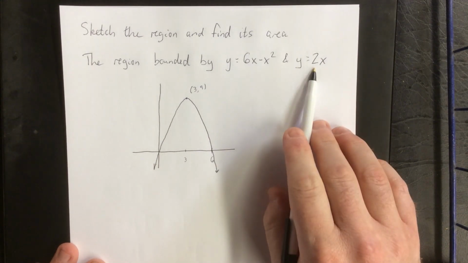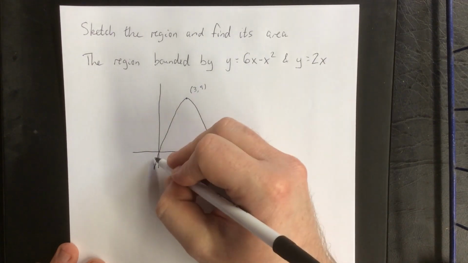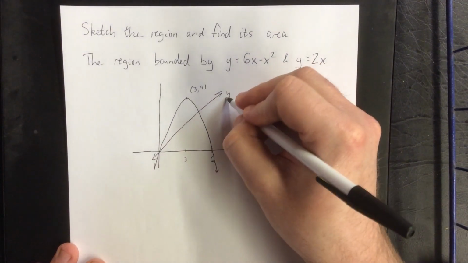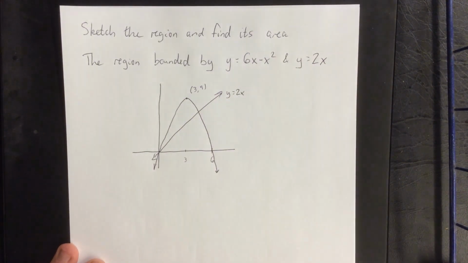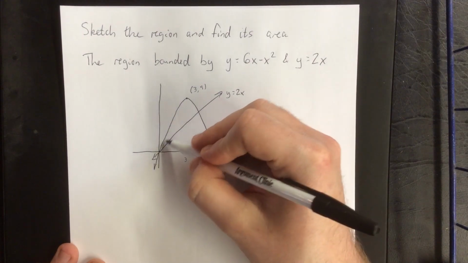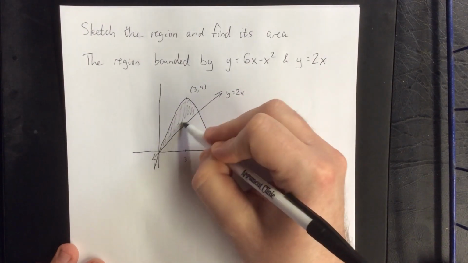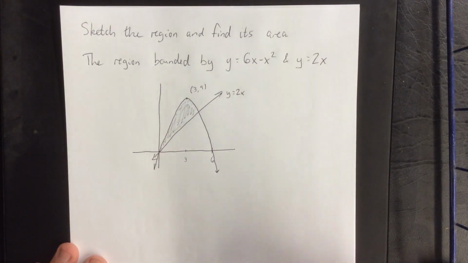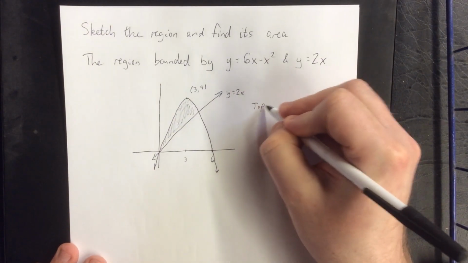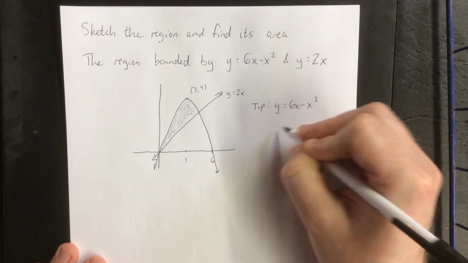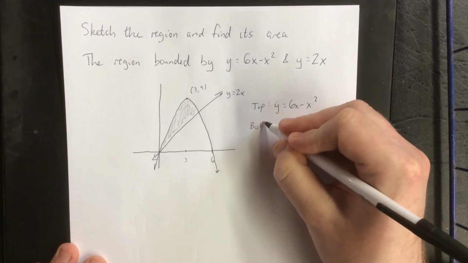Now y equals 2x will be a straight line, slope 2, passing through the origin. So something along these lines. So the bounded region that we're talking about is going to be this region right here that is above the line but below the parabola. That also lets me know that our top function is going to be the parabola and the bottom function is going to be the line.